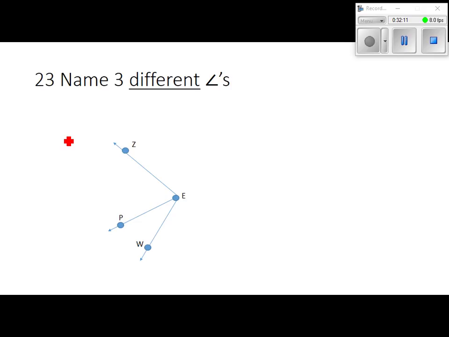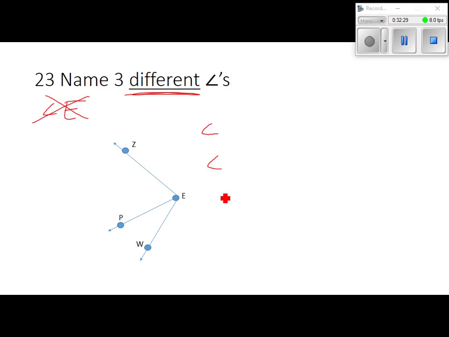Next one. Name 3 different angles. 3 different angles in this picture. There is no angle E in this picture, so get that out of your mind right away. You can only do that when there's only one angle in the picture. Can't name any angle in this picture angle E.